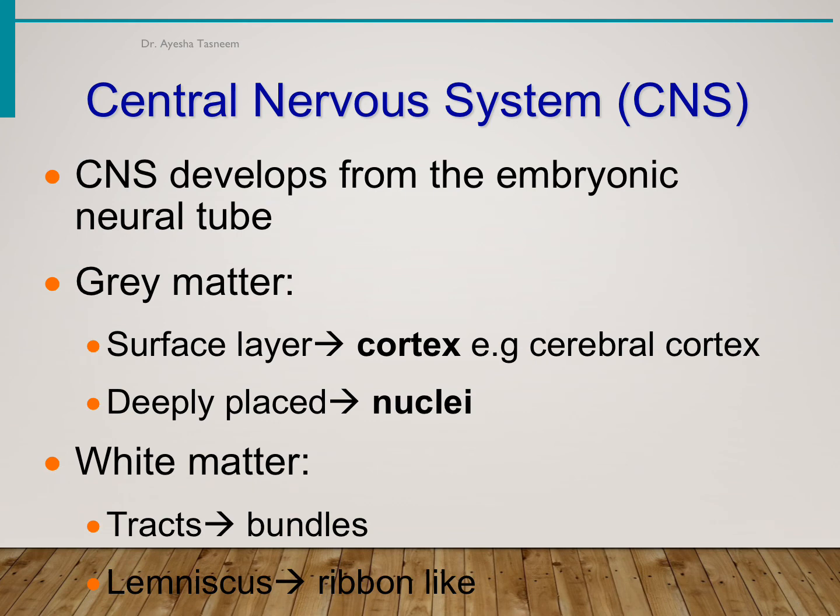The central nervous system develops from the embryonic neural tube, and it has gray matter. The surface layer or the cortex of the cerebral hemispheres contains gray matter, and it has deep placed nuclei. Then we have the white matter that contains tracts, known as bundles, that can have lemnisci, which are tracts but basically ribbon-like.